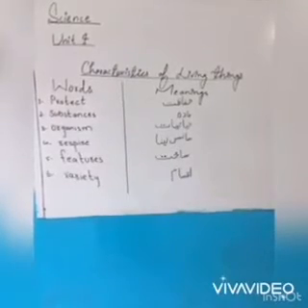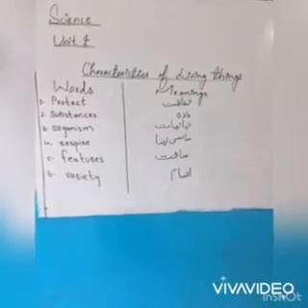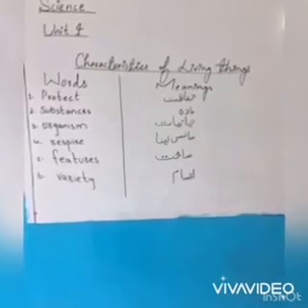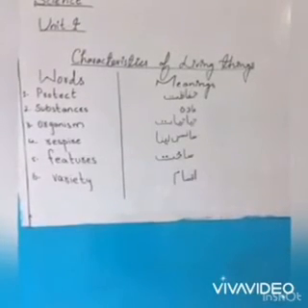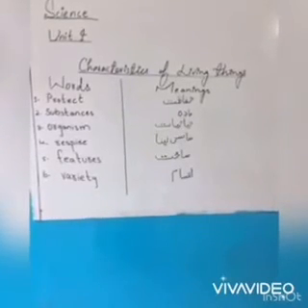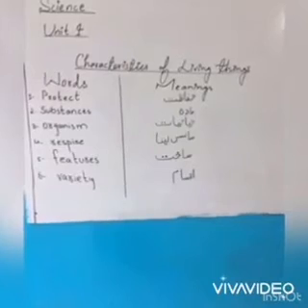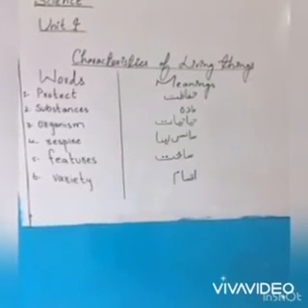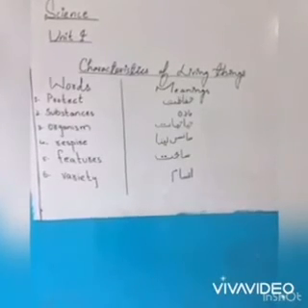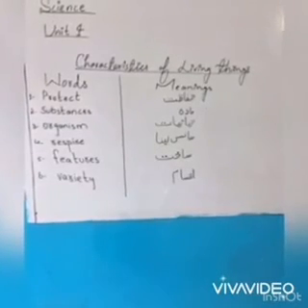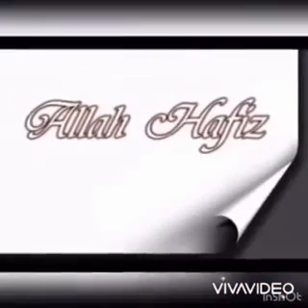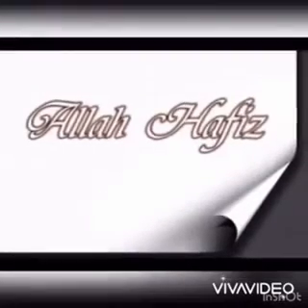Now we learn the meanings of difficult words. Protect, hifazat. Substances, mada. Organisms, hayatiyat. Respire, सांस लेना. Features, साख्त. Variety, exam. Dear students, subjective and objective notes have been provided, so you should write these notes on your science copies.